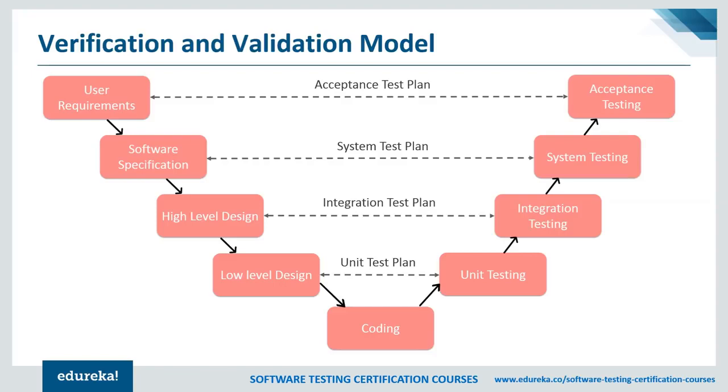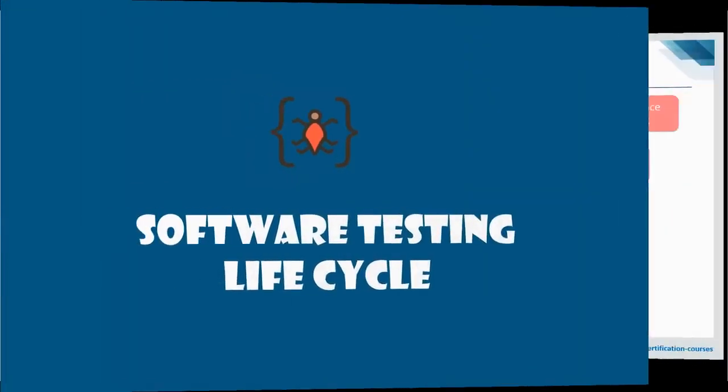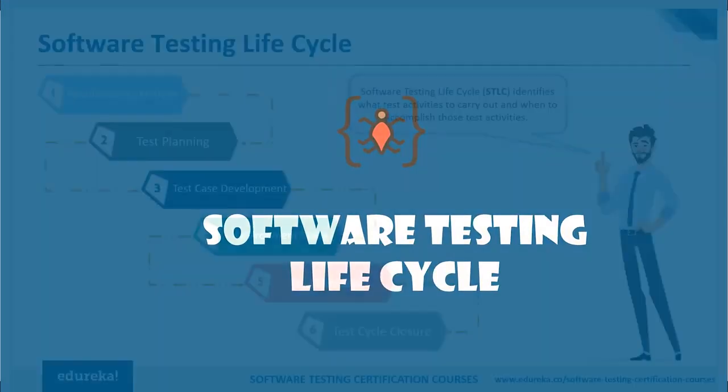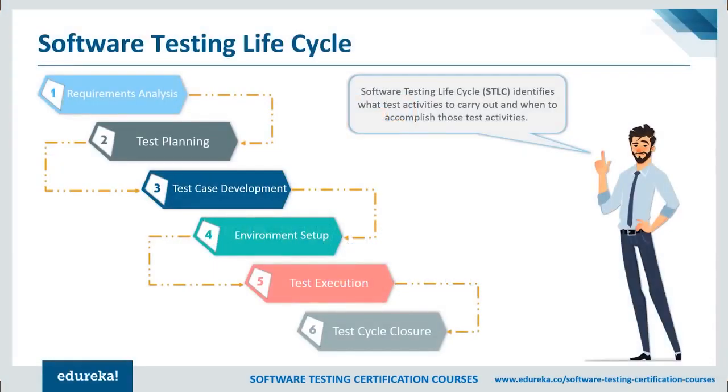Now let's move further and understand software testing life cycle. Software testing life cycle is a testing process which is executed in a systematic and planned manner. In the software testing life cycle process, different activities are carried out to improve the quality of the product. So these are the various stages involved in software testing life cycle. First, requirement analysis. This is the very first step in software testing life cycle.